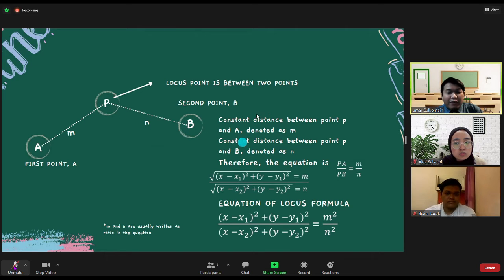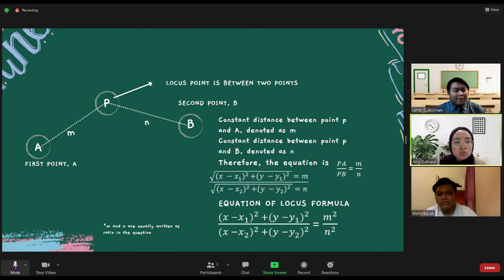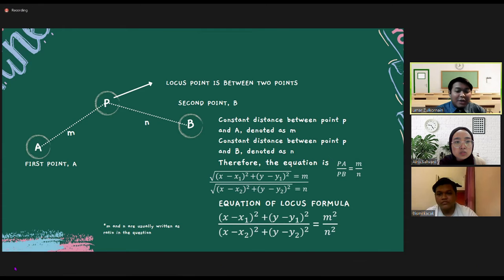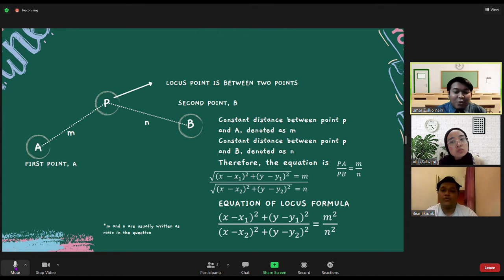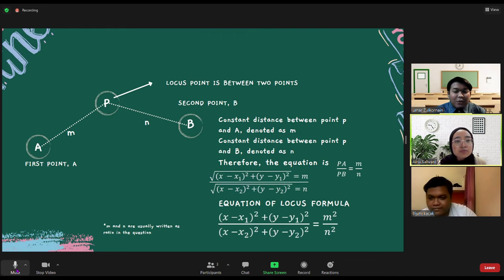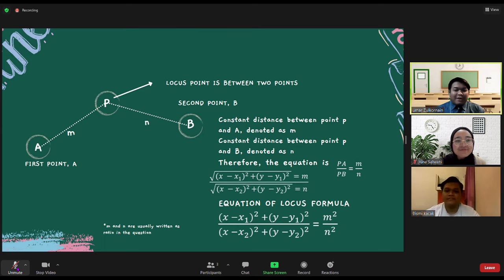So if you have a distance of 4 to 2, what is the ratio? So actually the ratio is 2:1 because you can divide 4 and 2 by 2. So you will have 2:1. Okay. So I hope you are clear with this concept.